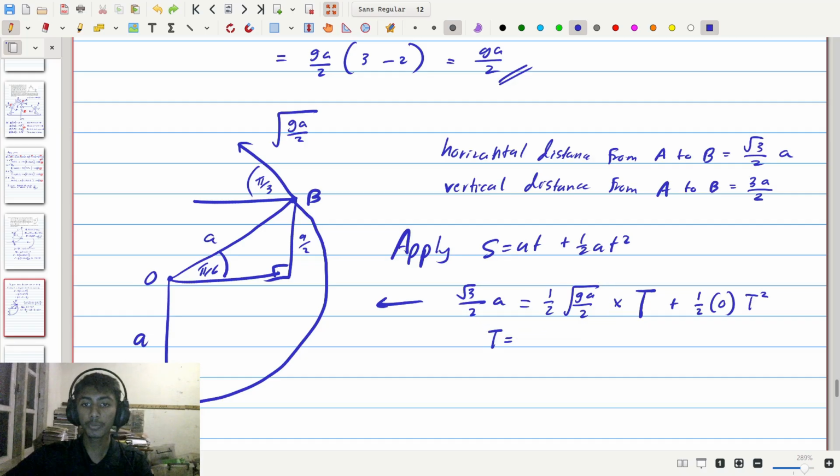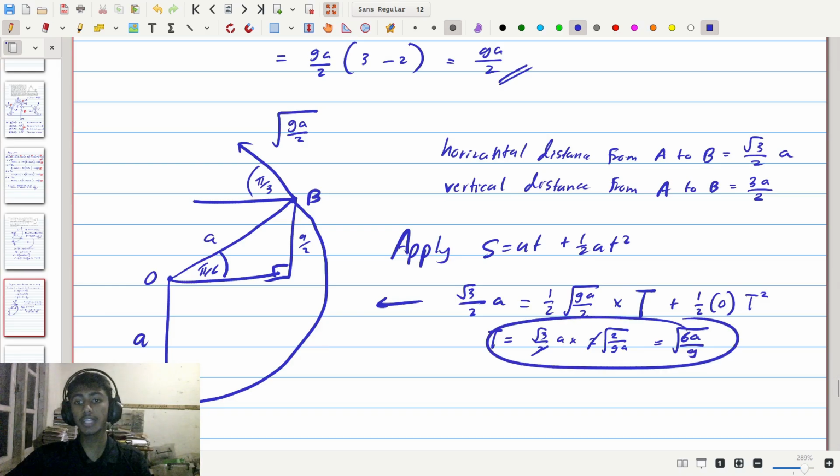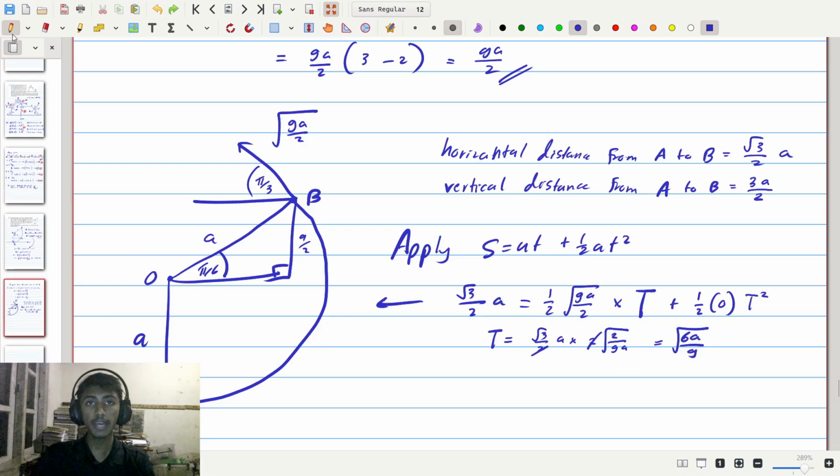rearranging this, we have root 3 over 2 A times 2 root 2 over root GA, which if we simplify we can see we have root of 2 and root of 3, which is going to be root of 6. This 2 and this 2 can cancel, and when they cancel we have A here and root of A on the bottom, which means we have root of A on top. So we are going to have root 6A over g. Therefore the time taken for this is going to be root 6A over g.